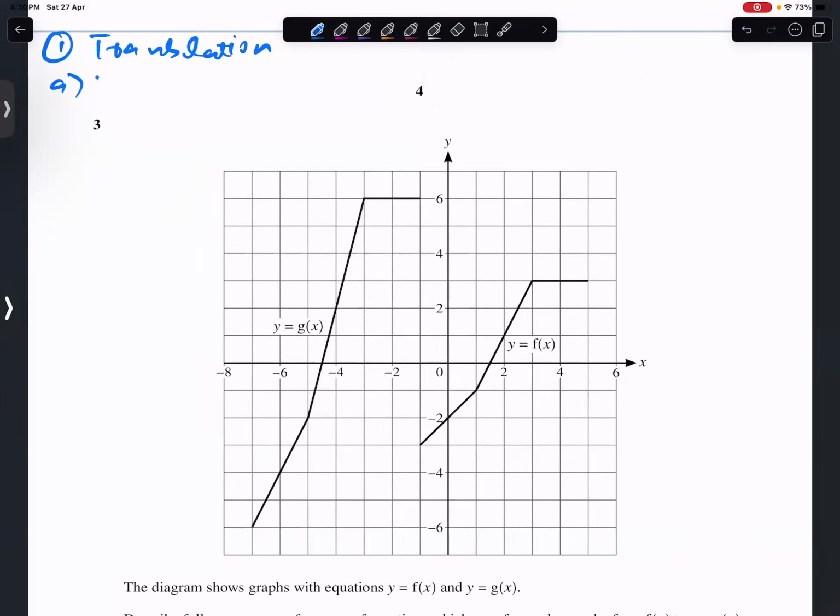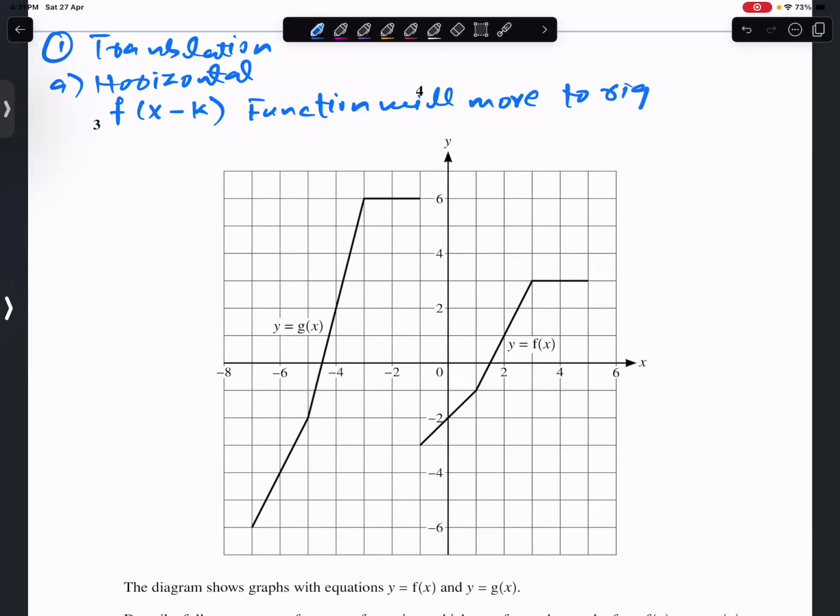Translation has two types. Horizontal translation. Horizontal translation says that अगर हम x फंक्शन के x में से कुछ सब्ट्रैक्ट करें, ओके, the function will move to right. ओके. और अगर हम ऐड करें x के अंदर some k, so function will move to left. और ग्राफ will move to left.